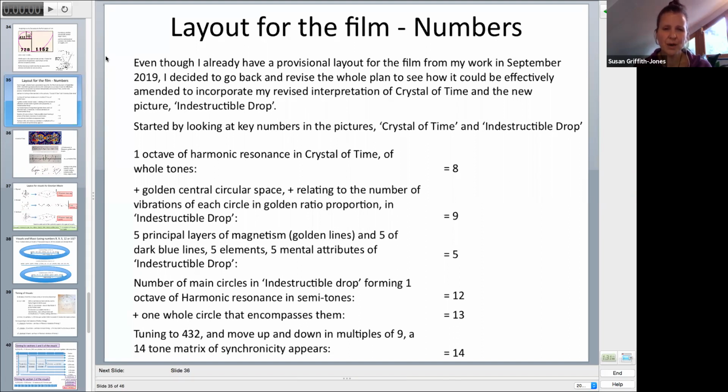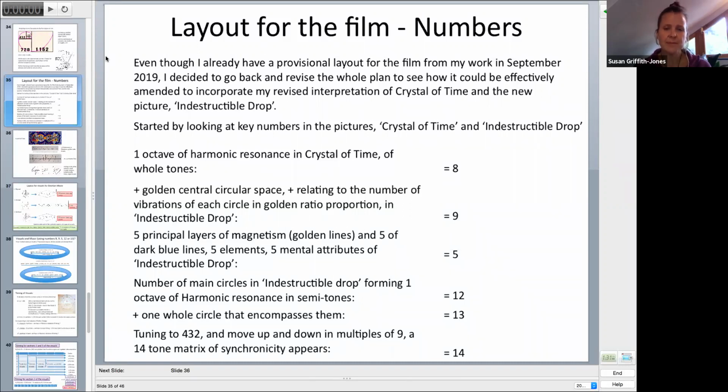So now I've come back to the drawing board again and started by looking at the key numbers in the pictures, the crystal of time and the Indestructible drop. So what are the key numbers coming out? We've got 1 octave of harmonic resonance in the crystal of time, of whole tones, that is, which equals the number 8, plus the golden central circular space in the center, relating to the number of vibrations of each circle in golden ratio proportion in the Indestructible drop, which equals 9.